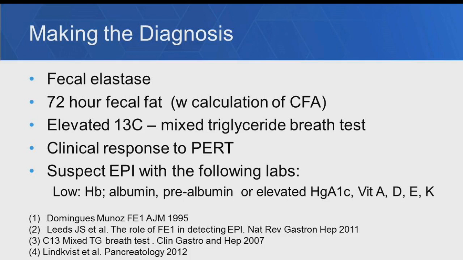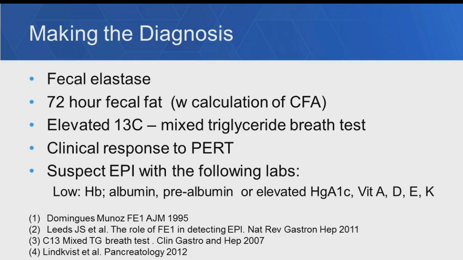Elevated 13C mixture. We have actually 2 new breath tests that are not still commercially available in the US, but when you read the literature, this is something that is becoming more in vogue in Europe. It's not available now, we're not doing this test. What we can do also is a clinical trial: just give the pancreatic enzyme replacement therapy and see if the symptoms go away. And that's very simple to do, and that's something that frequently I personally do in my clinic.